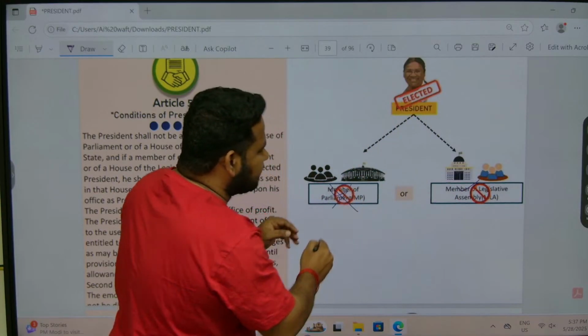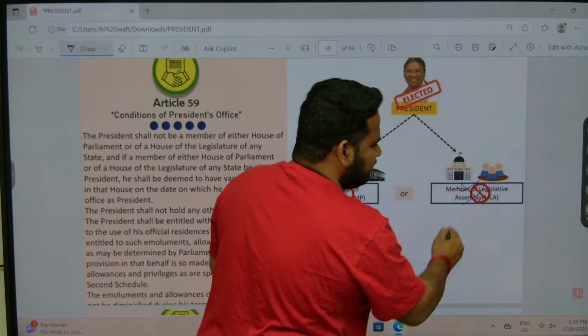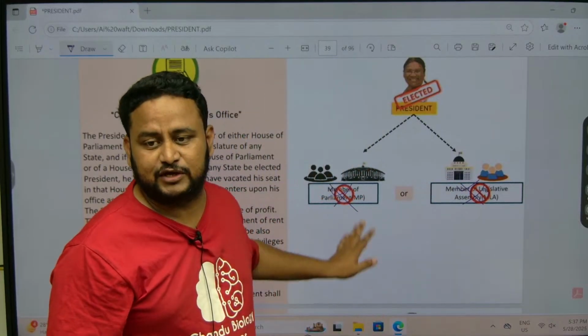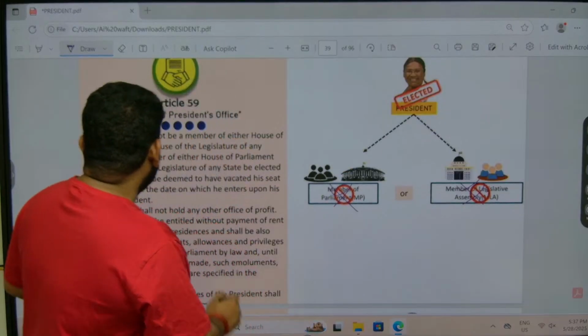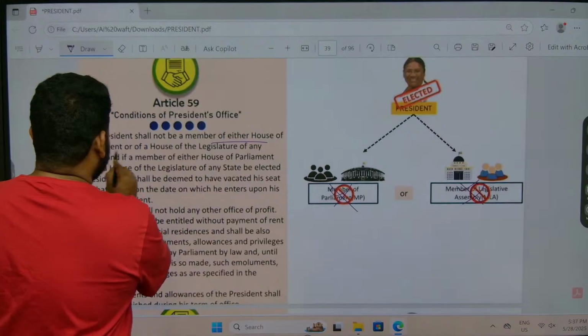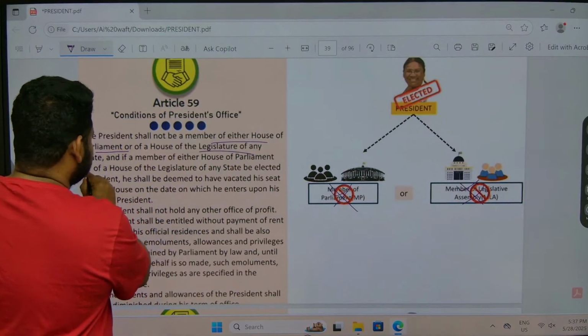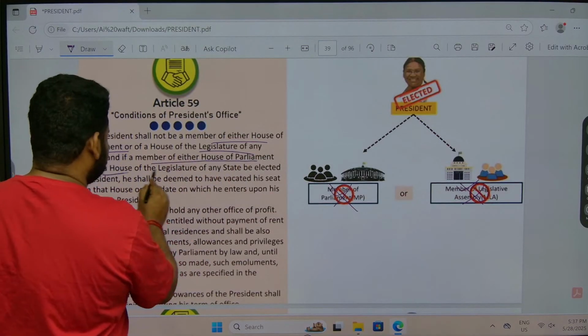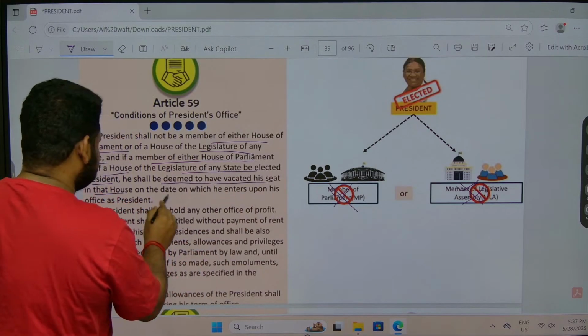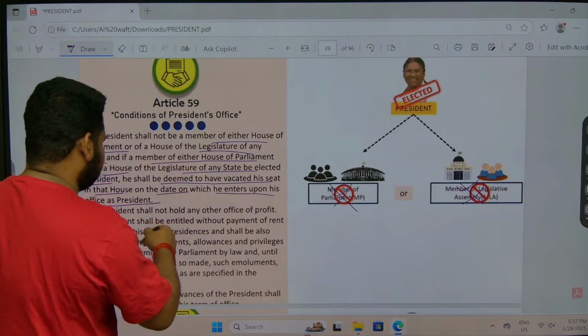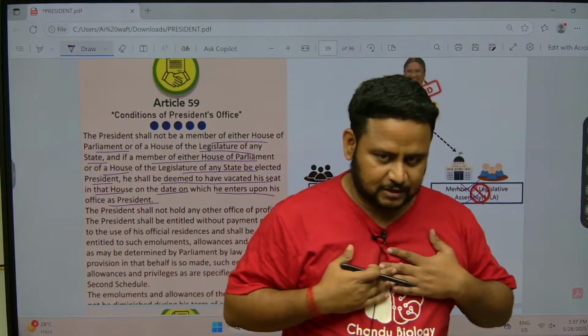They will cease to be the member of parliament. They will cease to be the member of legislative assembly automatically. They have to give up. That is the meaning of it. Now the president shall not be member of either house of the parliament or house of the legislature of the state, and if a member of either house of the parliament or house of legislature of a state is elected president, he shall be deemed to have vacated his seat in that house on the date on which he enters the office of president.